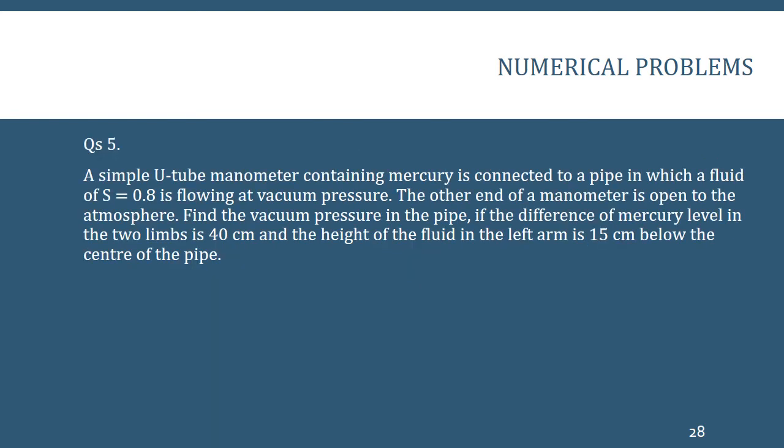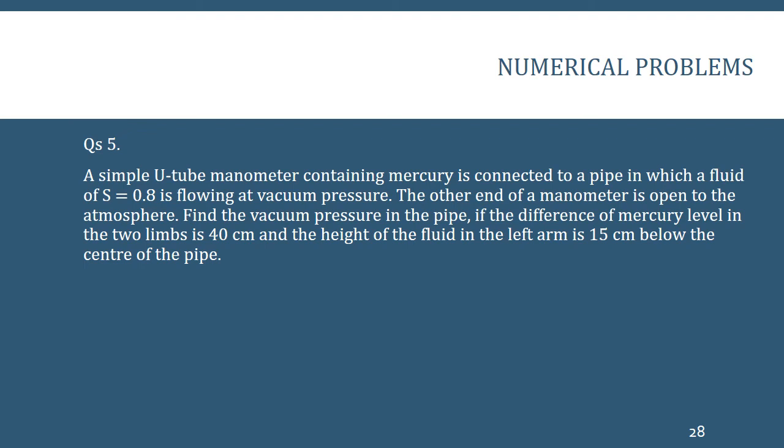Let's take the second problem. Here the figure is not given. A simple U-tube manometer containing mercury is connected to a pipe in which a fluid of S equal to 0.8 is flowing at vacuum pressure. So it's directly given that it is case 2. The free surface of the mercury is going to be below the center line of the pipe. The other end of the manometer is open to the atmosphere. Find the vacuum pressure in the pipe if the difference of mercury level in the two limbs is 40 centimeter and the height of fluid in the left arm is 15 centimeter below the center of the pipe.